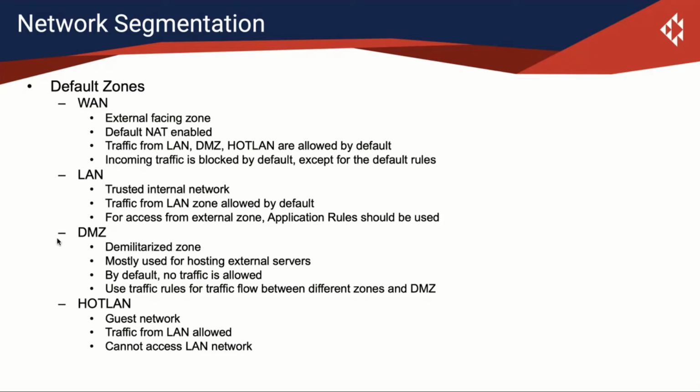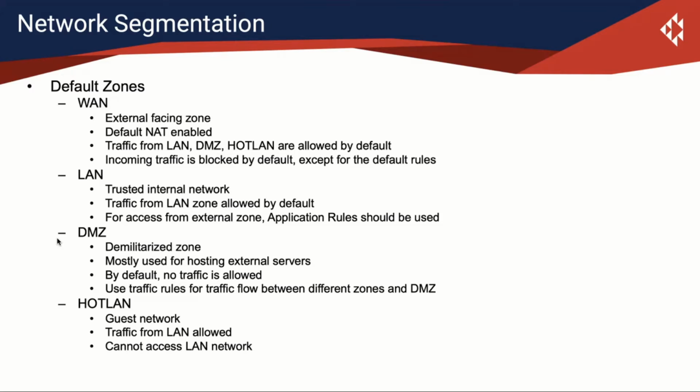Our third zone, the default zone, is the demilitarized zone. Now, this is mostly used for hosting external servers. We recommend that this zone is separate from the LAN zone because it has a high probability of getting attacked. As long as this zone is separate from your LAN zone, LAN is secured. By default, there is no traffic allowed to this zone, so by default it's blocked. We can use traffic rules for allowing or blocking traffic between different zones and DMZ.